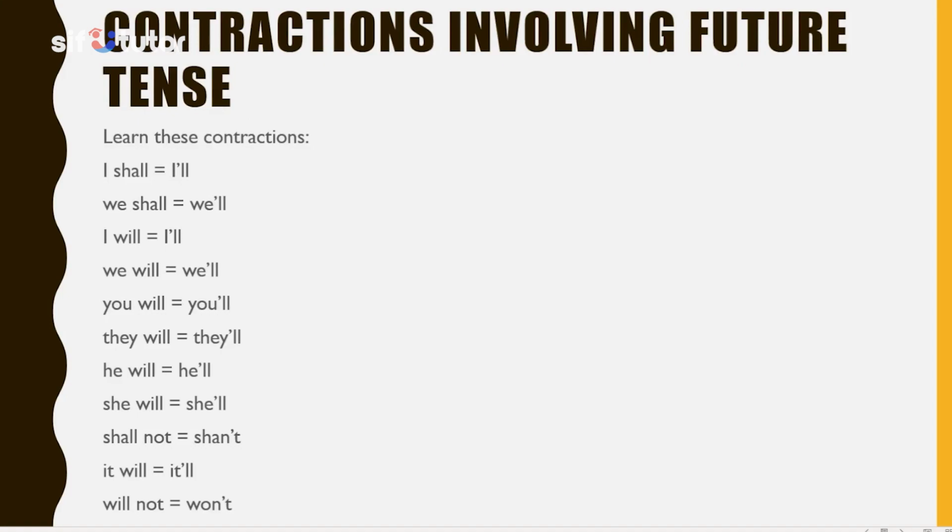So some of the contractions involving future tense are I shall, we shall. If it's I shall, we will say I apostrophe LL, which means I'll. If it's we shall, we will use we apostrophe LL, which means we'll. So these are some of the basic contractions, and they help you understand what each contraction is equivalent to.